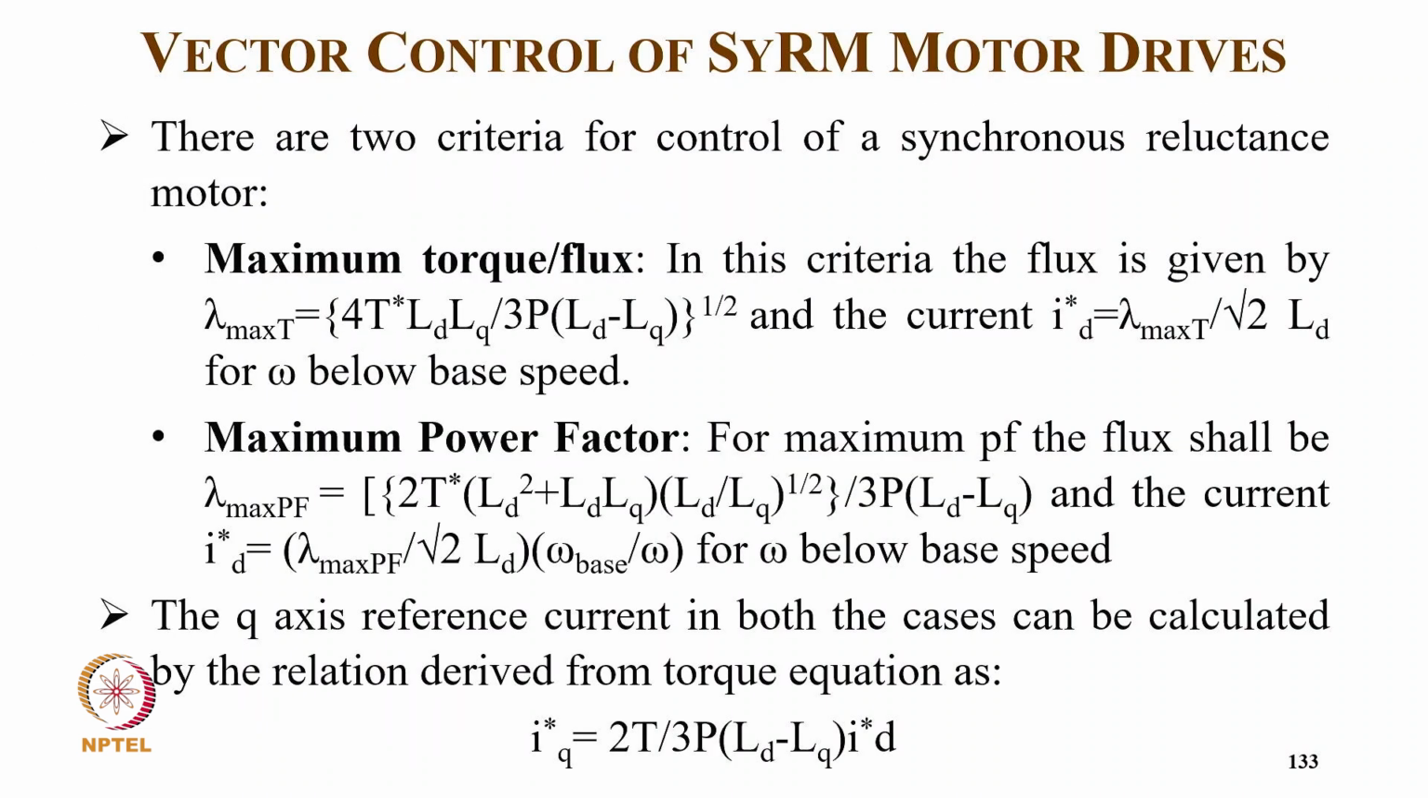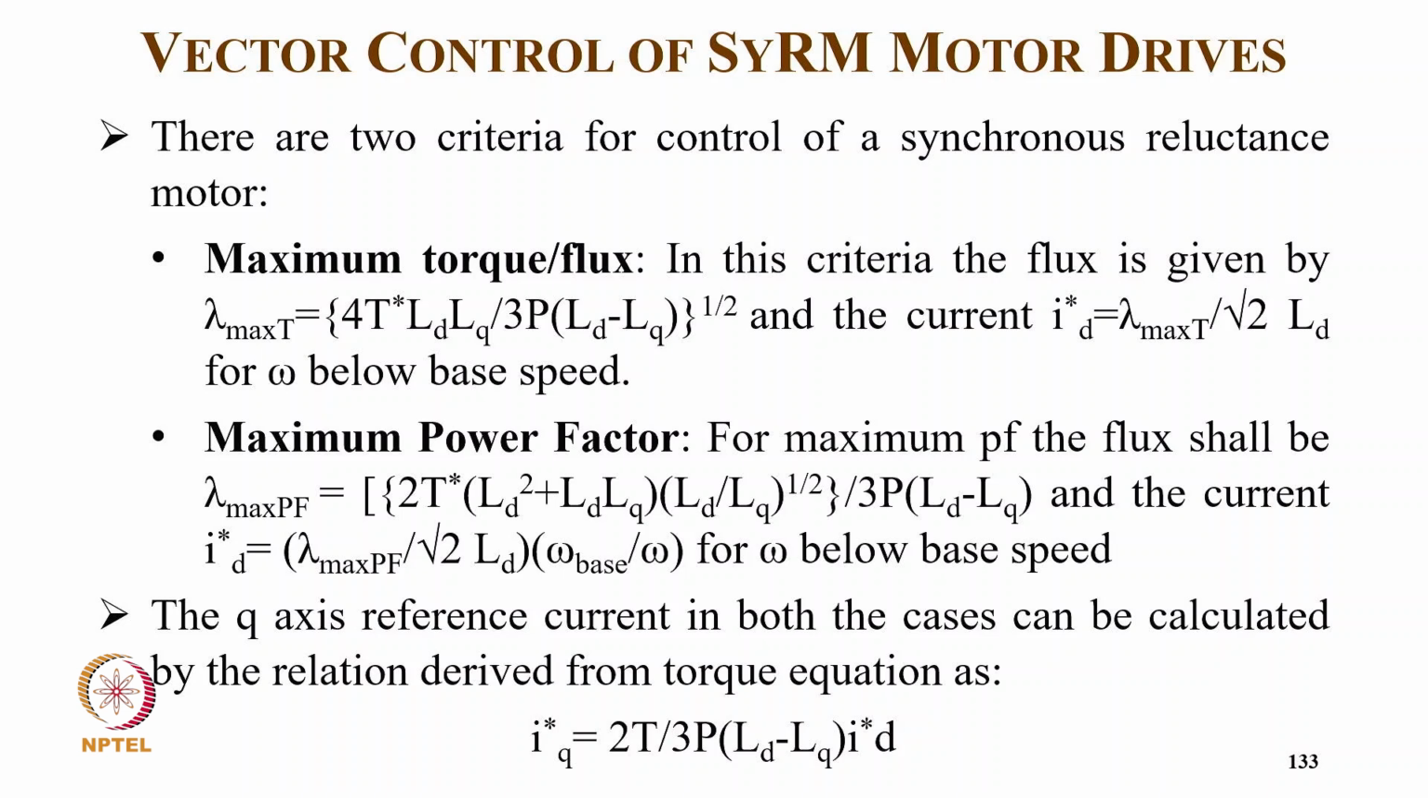So now there are two criteria for control of synchronous reluctance motor: the maximum torque per flux. In this criteria, the flux is given by lambda max T equal to 4 T star LD LQ upon 3P into LD minus LQ to power half, and the current is ID star equal to lambda max T divided by root 2 into LD, for the speed below the base speed.